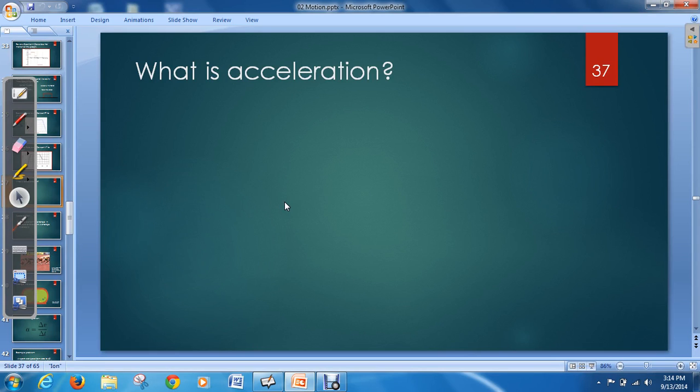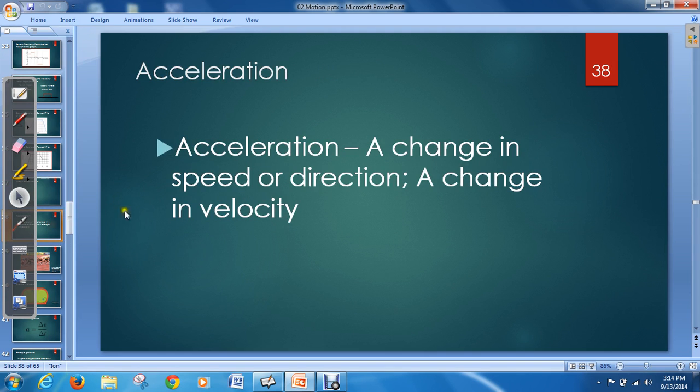I just am making this podcast to go over some of the things we talked about in week 2 of the motion unit. So, the first thing we talked about is the idea of acceleration. If you think about acceleration, it is a change in speed or direction, or in other words, a change in velocity.